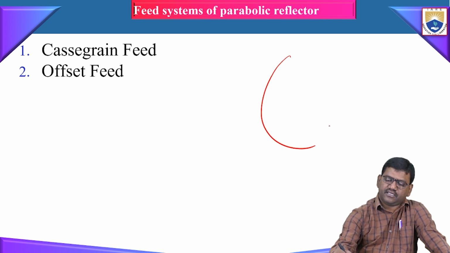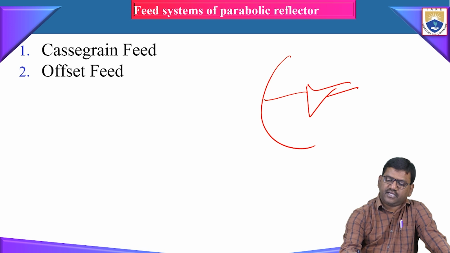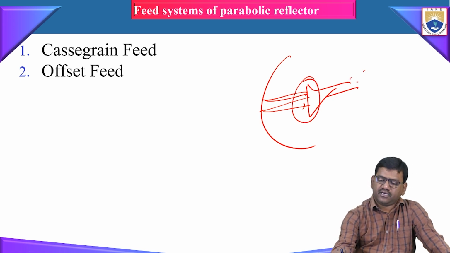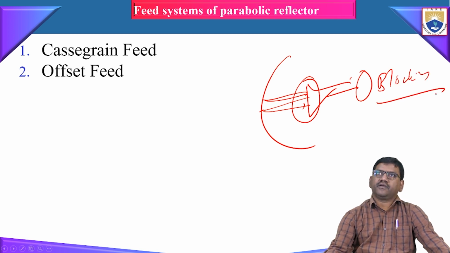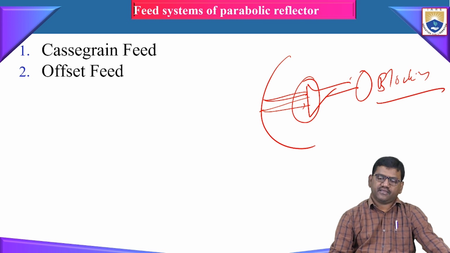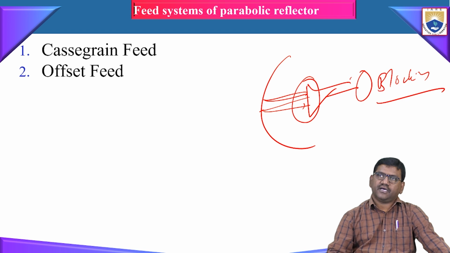Suppose this is the reflector antenna and this is the primary source antenna. A certain amount of radiation falls on the reflector and comes back in this direction. That means this region of the horn antenna is known as the blocking region, because the reflected electromagnetic rays are being blocked by the horn antenna. Hence the name blocking. This blocking can be overcome in the Cassegrain feed system.